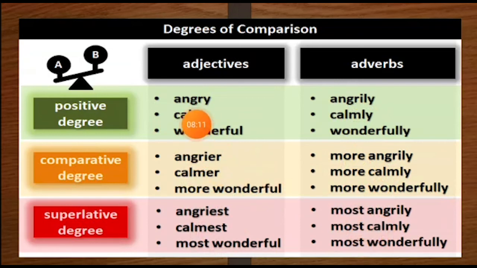Calm becomes calmer and calmest as an adjective. And as an adverb, calmly becomes more calmly and most calmly. Then the adjective wonderful becomes more wonderful, most wonderful. And the adverb wonderfully becomes more wonderfully and most wonderfully. We have also seen that the rules that apply for the spellings in the degrees of comparison of adjectives, similar rules apply for the adverbs too.